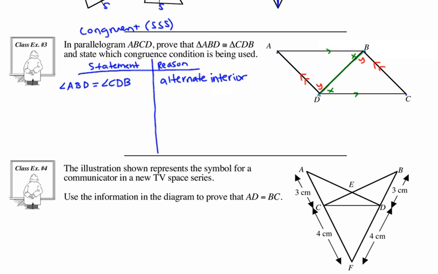Alternate interior. All right, so we also have our other alternate interior. So angle ADB equals angle CBD. Notice the order, okay? And why is that also? Because of alternate interior angles. And last, so we have our two angles and our contained side.